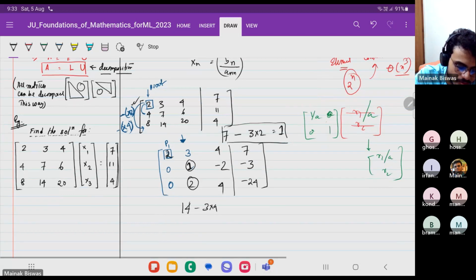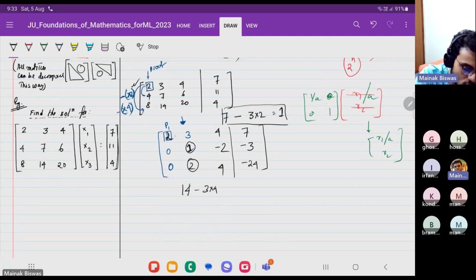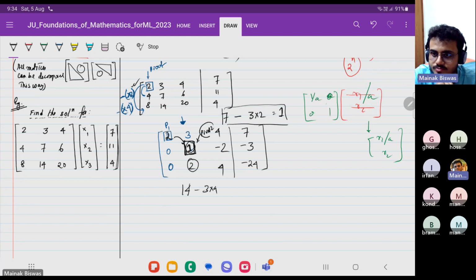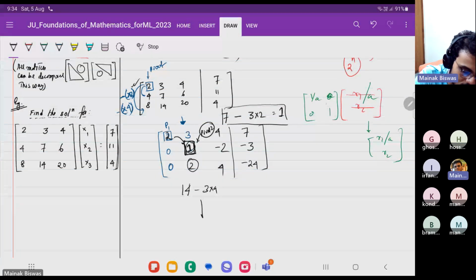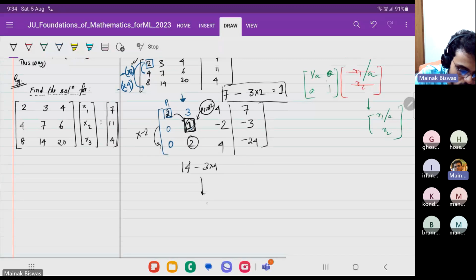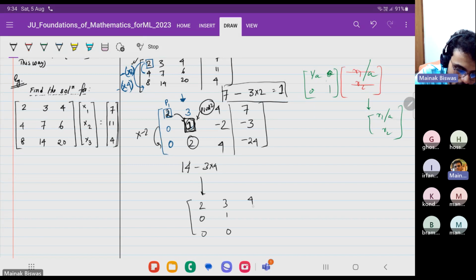So now I will move to my second pivot. I told you this is my pivot 2. Right? Then what will I do? R3 equals R3 minus 2 into R2. Very good. So I will multiply by 2 and subtract. So I'll get 2, 0, 0, 3, 1, 0, 4, minus 2, and 8, right?